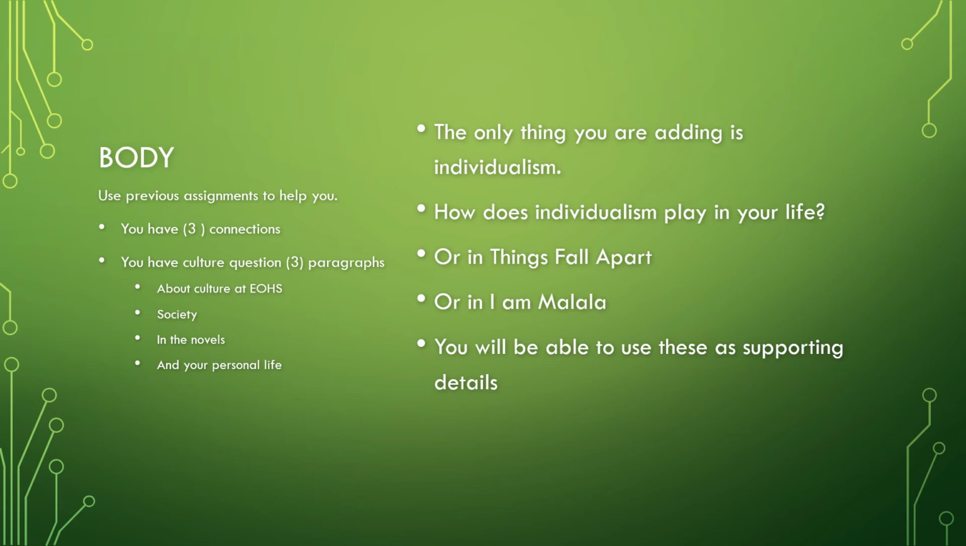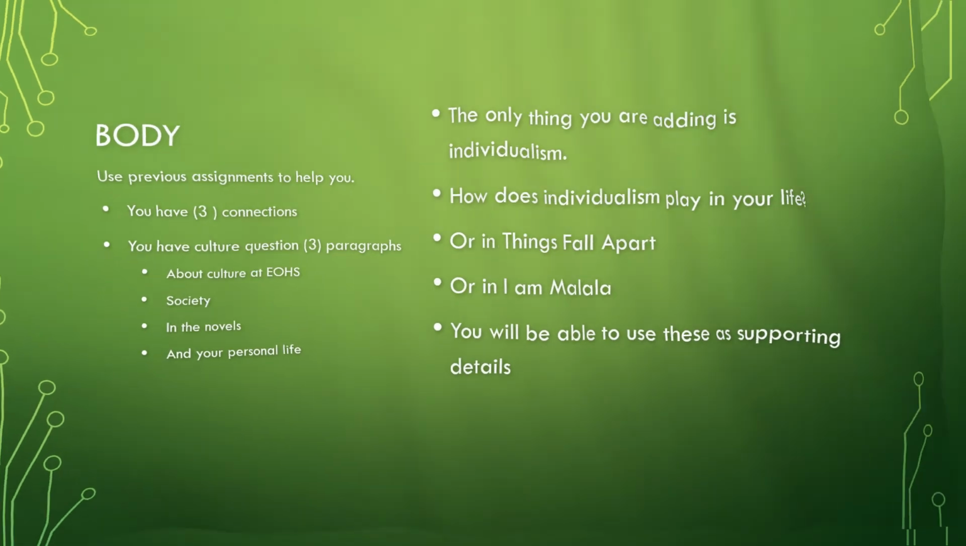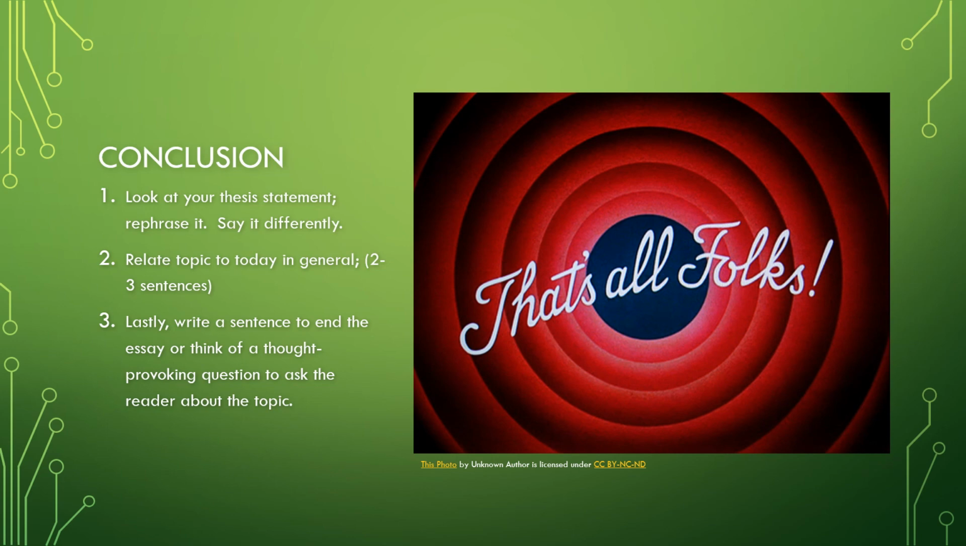Lastly, let's look at our conclusion. You are going to look at your thesis statement, rephrase it, say it differently. Then you are going to write a relate statement. So you basically relate the topic, individualism and culture, to today in general. So that will be two to three sentences. And lastly, you're going to write a sentence to end the essay.